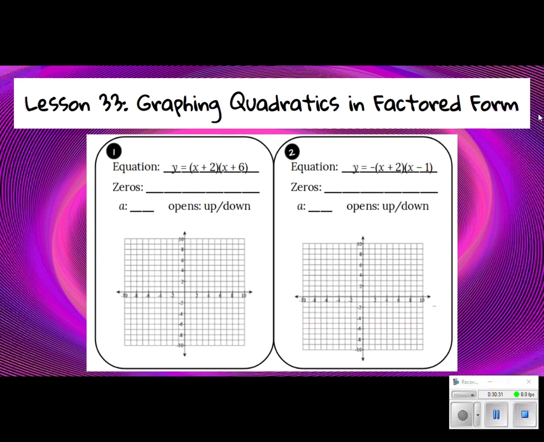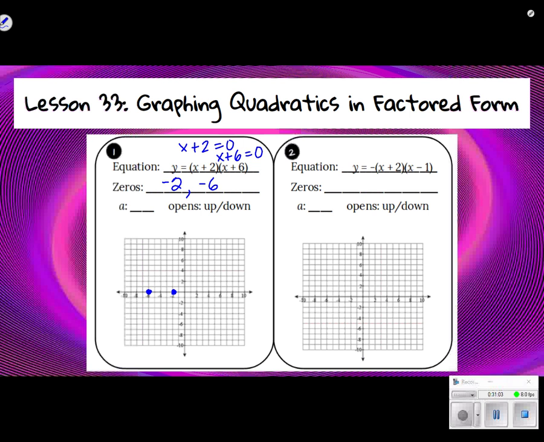All right, so the very first thing we're going to do, we're going to look at number 1. We're going to figure out the zeros. And so you just set each parenthesis equal to 0. So x plus 2 equals 0, what does x equal? Negative 2. And if x plus 6 equals 0, what does x equal? x equals negative 6. So those are our zeros. And so we're going to have a point at (-2, 0) and a point at (-6, 0).